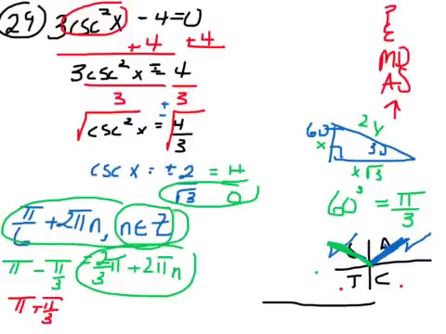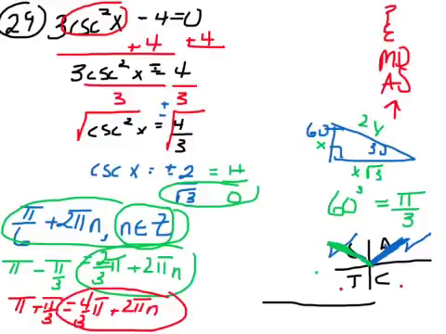3 over 3 pi plus 1 over 3 pi would be 4 over 3 pi, or 1 plus a third is 4/3, right? So that's going to be 4/3 pi, and what am I going to have to add on it? Because I can go a full circle either direction. Yeah, plus 2 pi n.